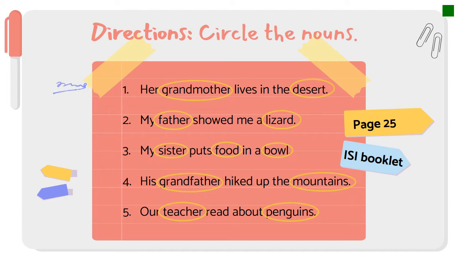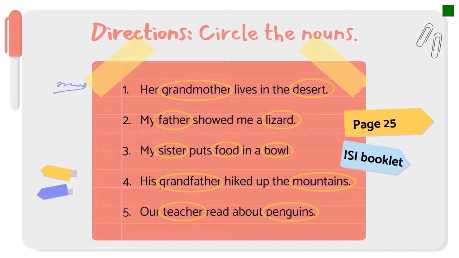Let's move on to the second sentence. My father showed me a lizard. The word father names a person. So the word father is a noun. And we have the word lizard, which names an animal or a thing. So we have to circle lizard.